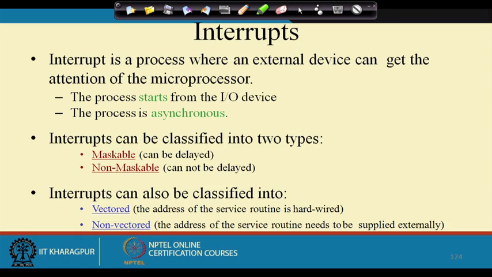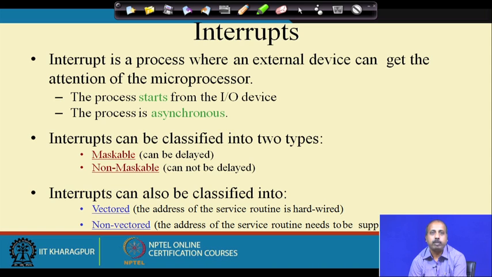So, an interrupt is a process where an external device can get the attention of the microprocessor. Normally, this interrupt has to be initiated by the IO device. The processor will not initiate it. Like if I have connected a keyboard with the processor, normally this keyboard is operated by human beings, so they are much slower compared to electronic components like processors.